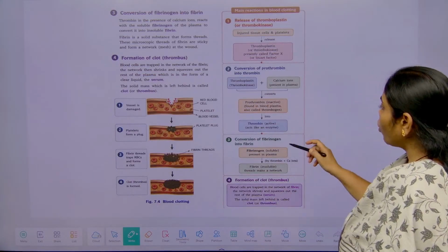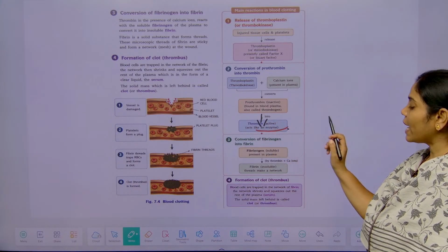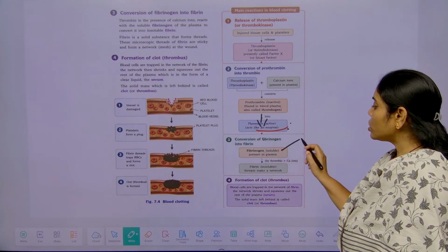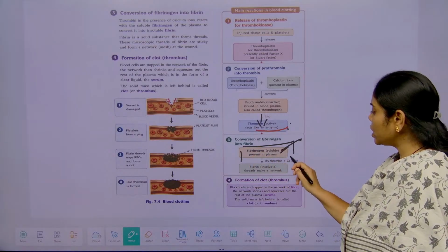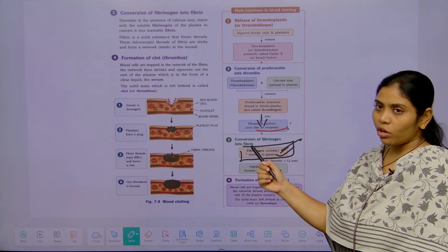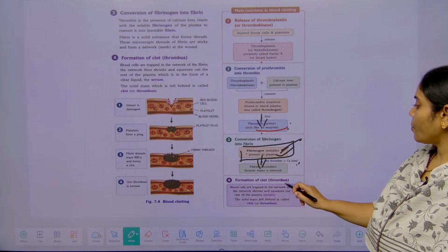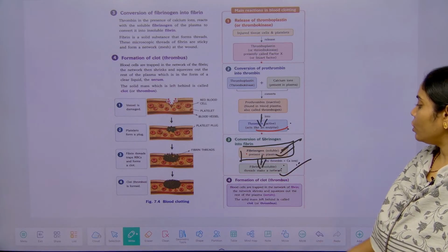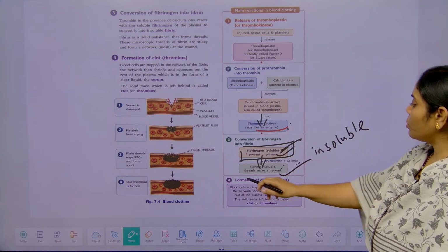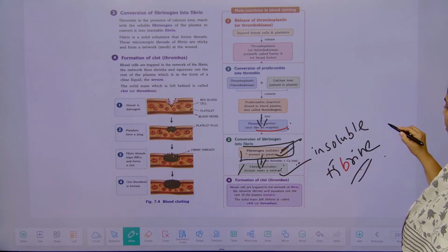Now, what does this thrombin do? Once active, it acts as an enzyme and converts the soluble form of fibrinogen. This fibrinogen is also present in the plasma, but in soluble form. In the presence of calcium, it is now converted into the insoluble form, fibrin threads.